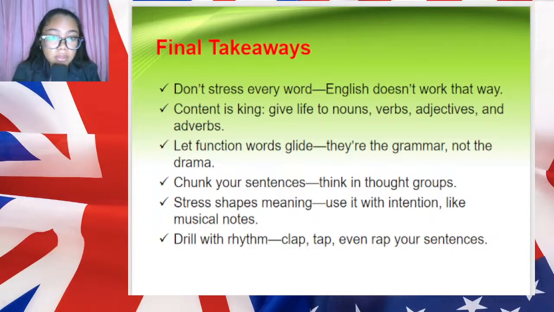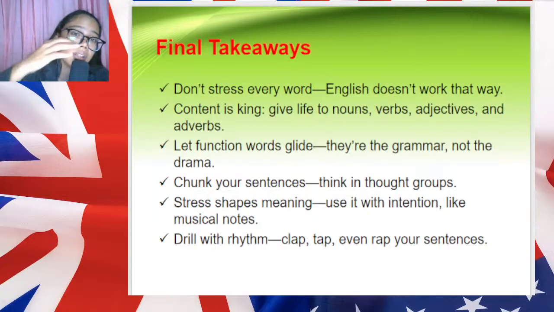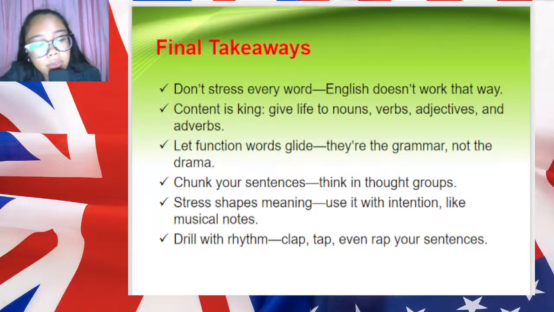Don't stress every word. English doesn't work that way, because if you stress every word in the sentence, it would look like you're not stressing anything at all, because they are all on the same level of pronunciation. It sounds monotonous. No matter how you amplify your voice, if all words are stressed, it would sound monotonous. It would sound robotic, because there's no rhythm in it.